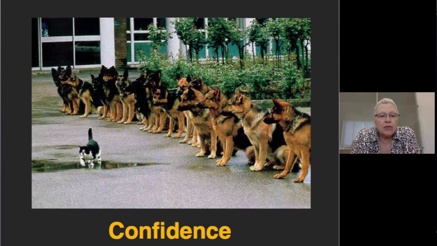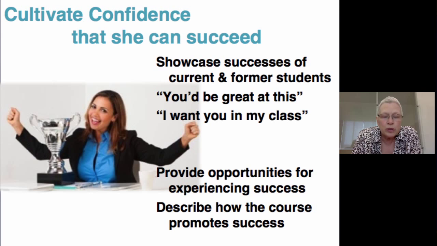So in order to build that confidence, you can showcase the successes of your current and former students. Specifically say things in conversation with the student like, you would be great at this. I want you in my class. Those kinds of messages make the student believe, or at least be willing to believe, that she might be able to do well in your class. And that's what she wants. She doesn't want to get into a situation where she's going to fail. She wants to get into something where she feels like she can succeed.